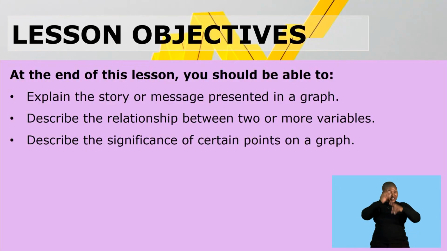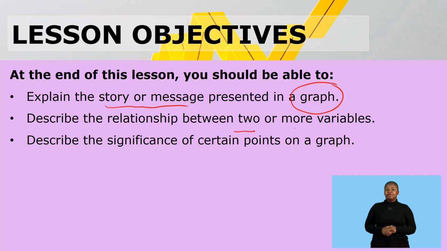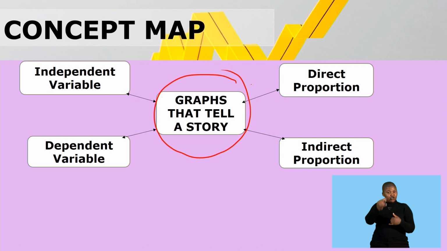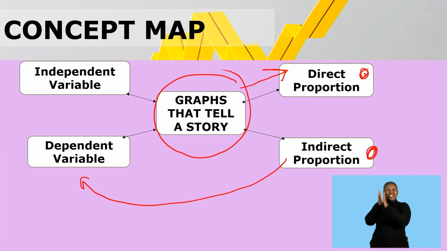What is our lesson objective? At the end of this lesson, you should be able to explain the story or message represented on a graph, describe relationships between two or more variables, and then describe the significance of certain points on a graph. Let's look at the concept map. Today, we're looking at graphs telling the story. First, we're going to look at proportion, which is direct proportion and indirect proportion. And then after that, we are going to look at variables, being the dependent variable and the independent variable.